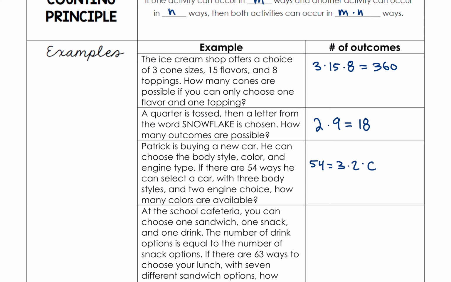And now I just need to get C all by itself. So this looks like 54 is equal to 3 times 2, which is 6C. And then to get C all by itself, I'll divide both sides by 6. And that'll give me that 9 is equal to C. So I have 9 different colors available.